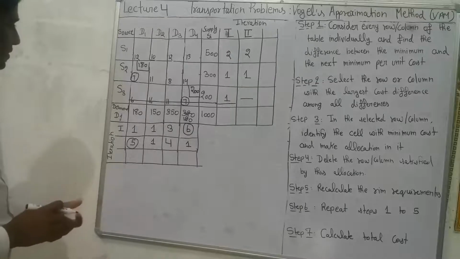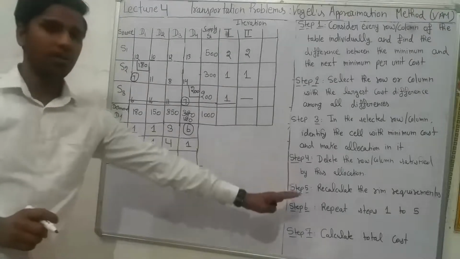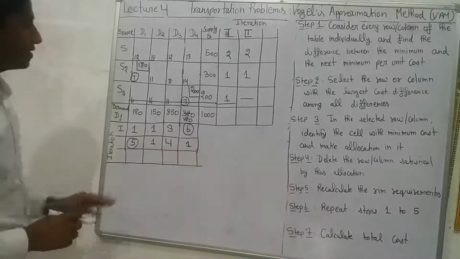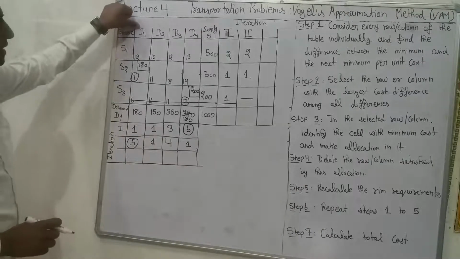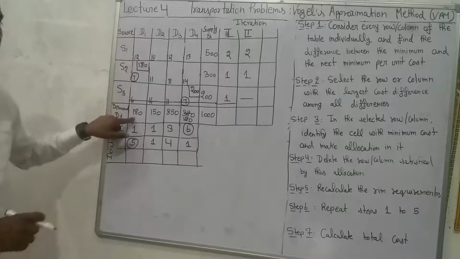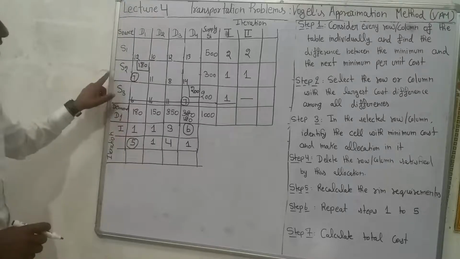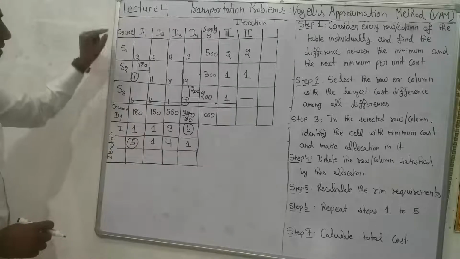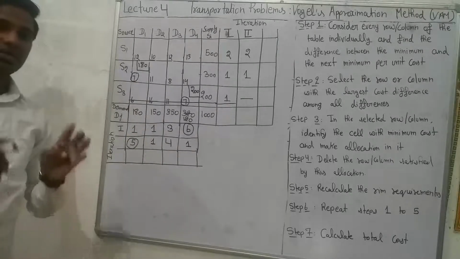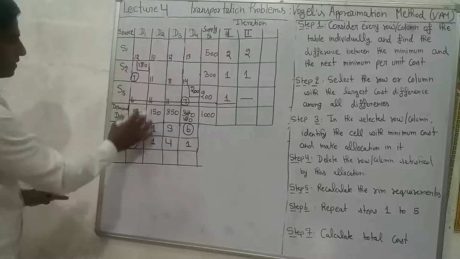After making the allocation, delete the row or column which is satisfied through this allocation. In the first column, the requirement of destination 1 was 180 units, and we have allocated exactly 180 units to destination 1. It means the demand of destination 1 is satisfied. So we are going to delete this column.